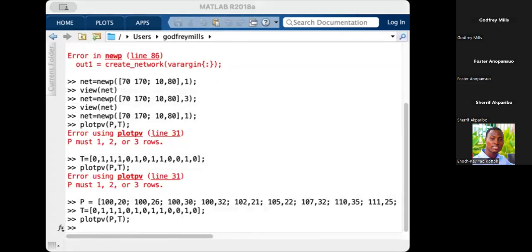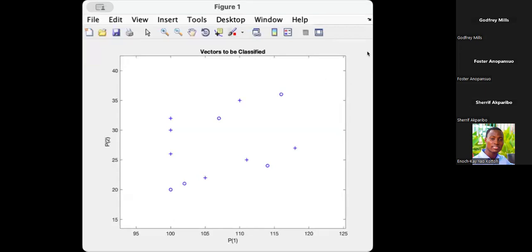Very good. So now let me share my plot with you. So this is the plot. The data that I shared with you, this is how the plot looks. You see that I have the plus plus and then the 0 0. One of them is denoting the 1 class, and the other one is denoting the 0 class. So this is the data distribution that I have.